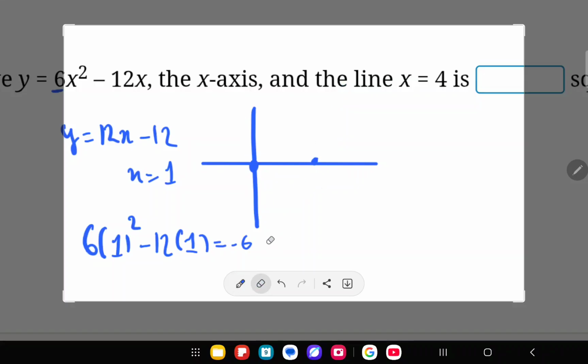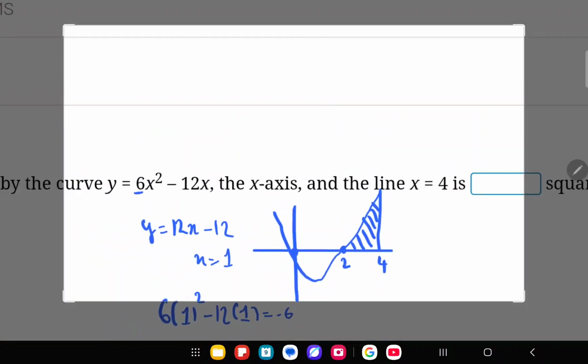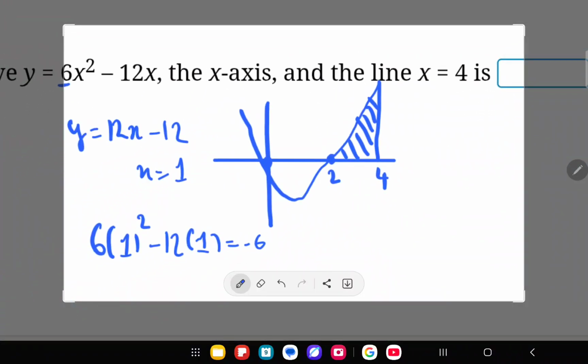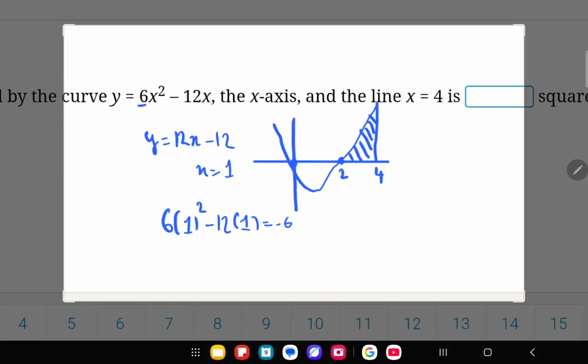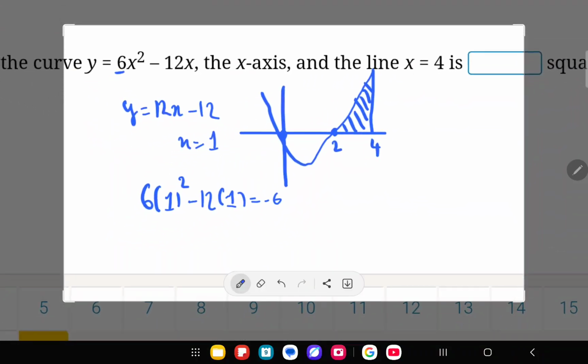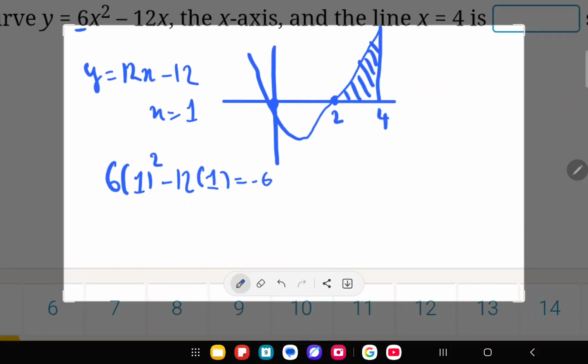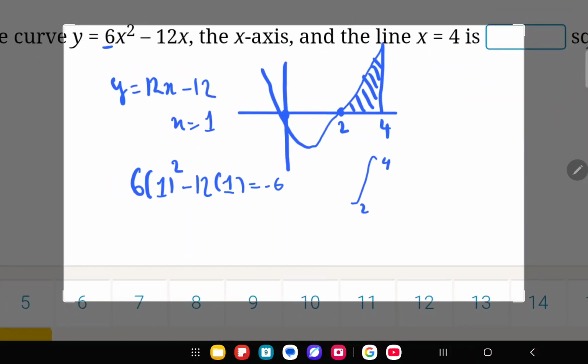And let me just extend this parabola. Eventually it will reach x equals 4 here. Over here it's 4. And then it intersects x equals 2, which is the closest to 4. And they are just going to be finding this region over here, bounded to the x-axis. Okay. So, over here we have the line x equals 4. And okay, super easy. So we just integrate from 2 to 4.